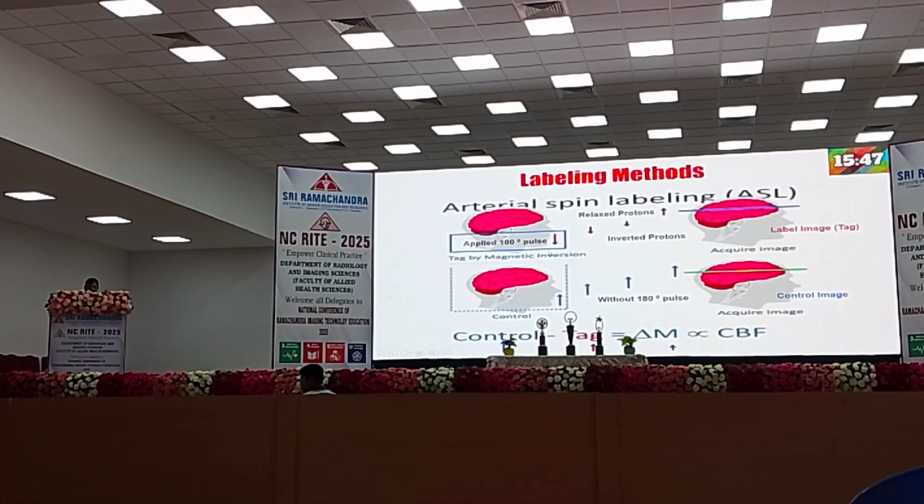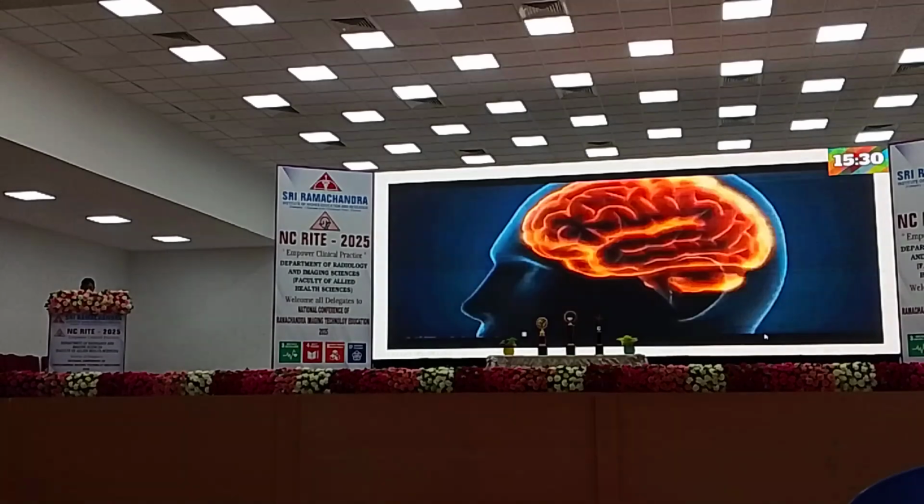You can see the picture over here. We applied a 180-degree RF pulse, so it's inverted, it's going, and then it's relaxed again. Before that, you have to take the image. That is the label image. Without any 180-degree pulse, that is the control image. So the control image minus the tag, we will get a perfusion imaging.